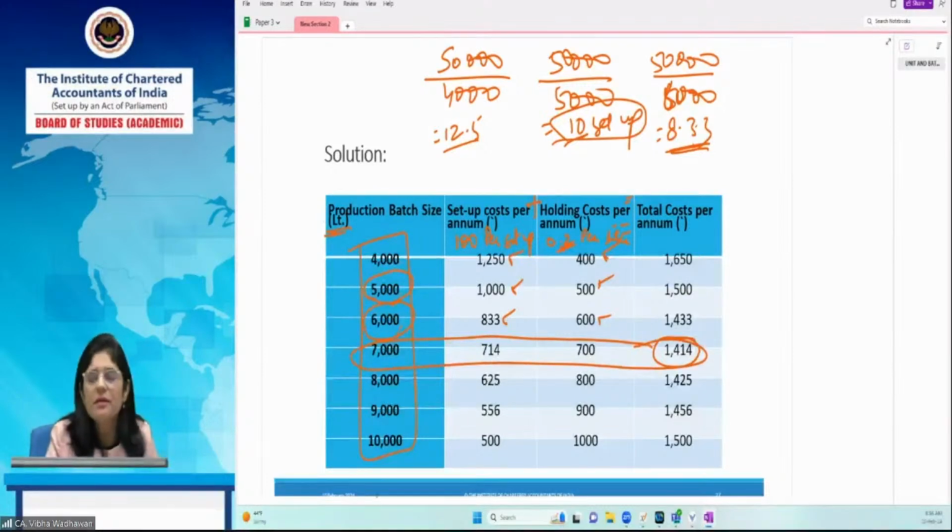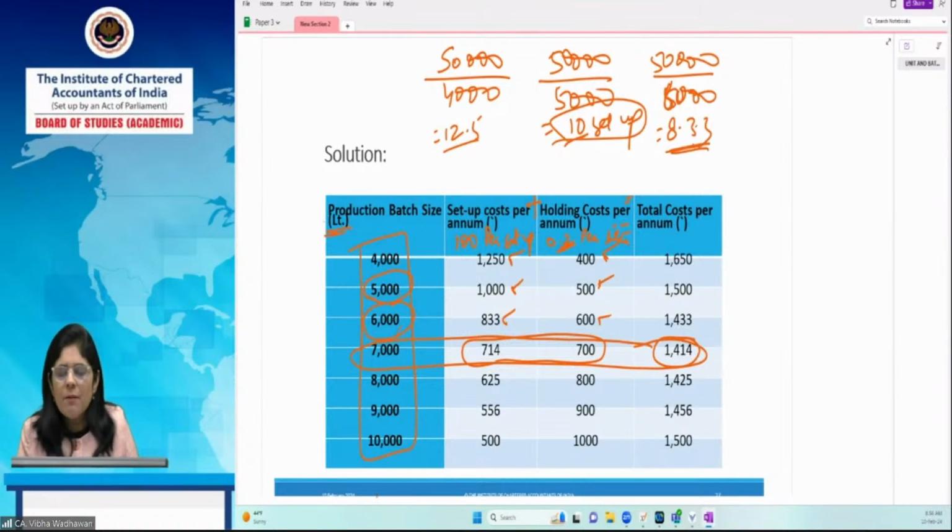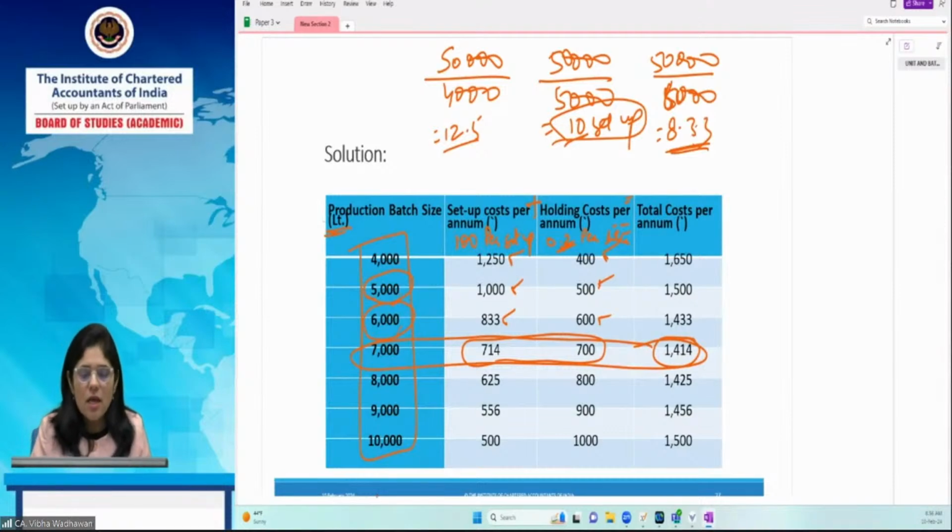7,000 should be the batch size where the setup and holding cost are the minimum. And you see, normally at economic batch quantity, the setup and holding cost are equal. Clear? So again, it's almost equal, 700 and 714. So it's setup and holding costs are generally equal because it's in fraction. That is why some difference is coming. But otherwise, they always come equal and together they are minimum, right? So at 7,000 batch size, the total cost is the minimum.